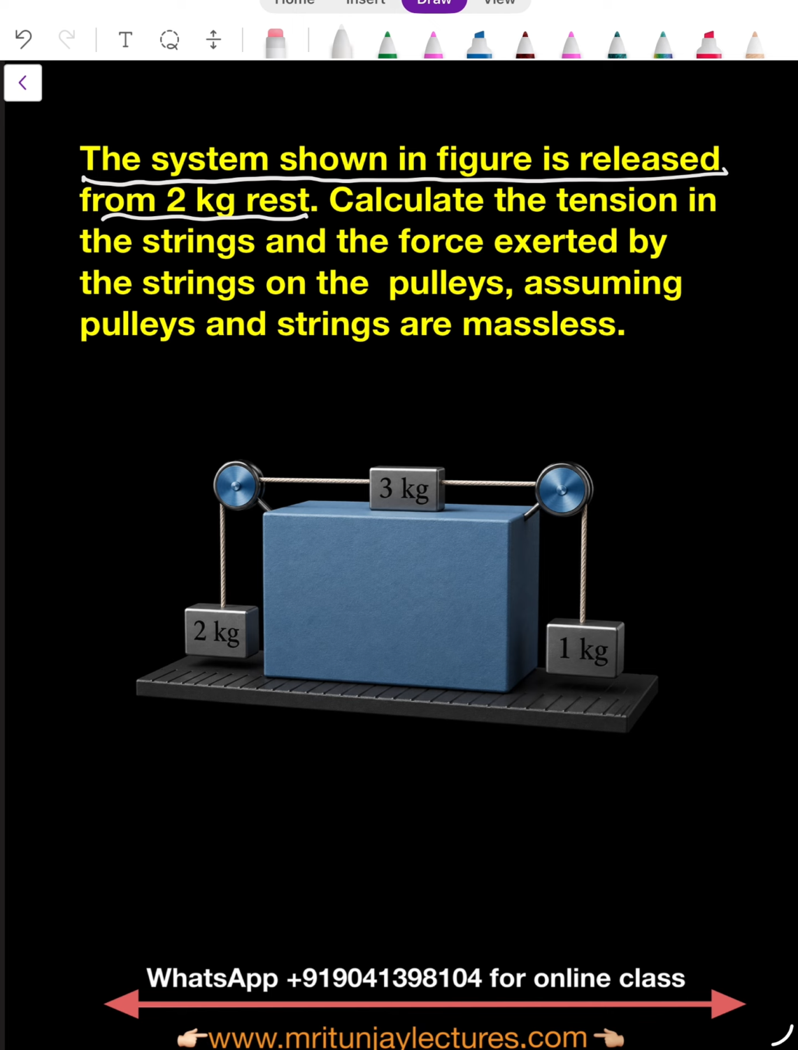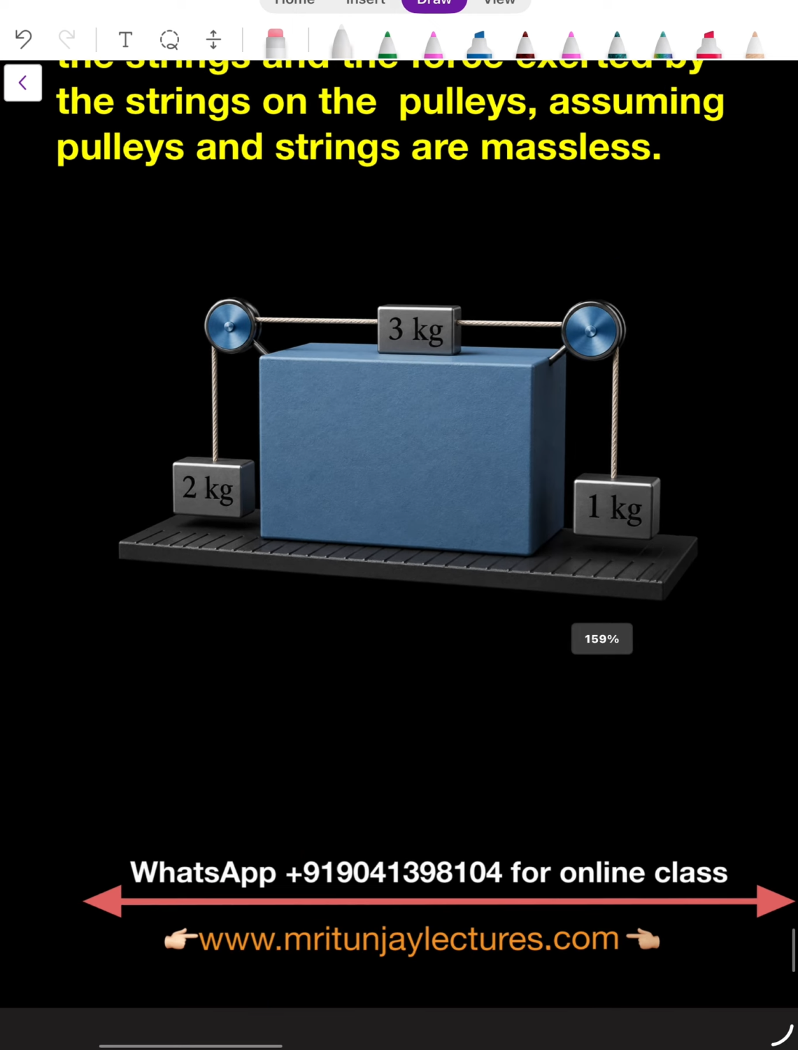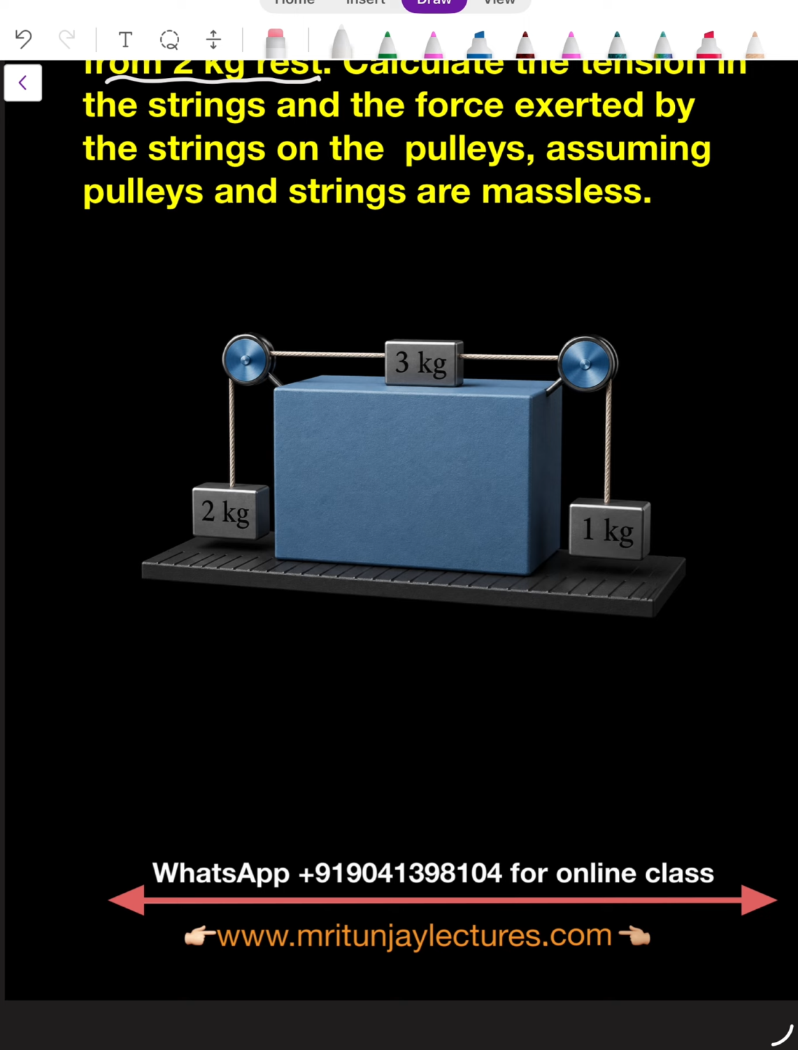First of all, look here very carefully. Make free body diagram of this one. Okay, 2g downward, here 1g downward. Okay, no problem. Here tension T1, and here tension T2. Okay. Now, first of all, here T1, here T2. Okay.